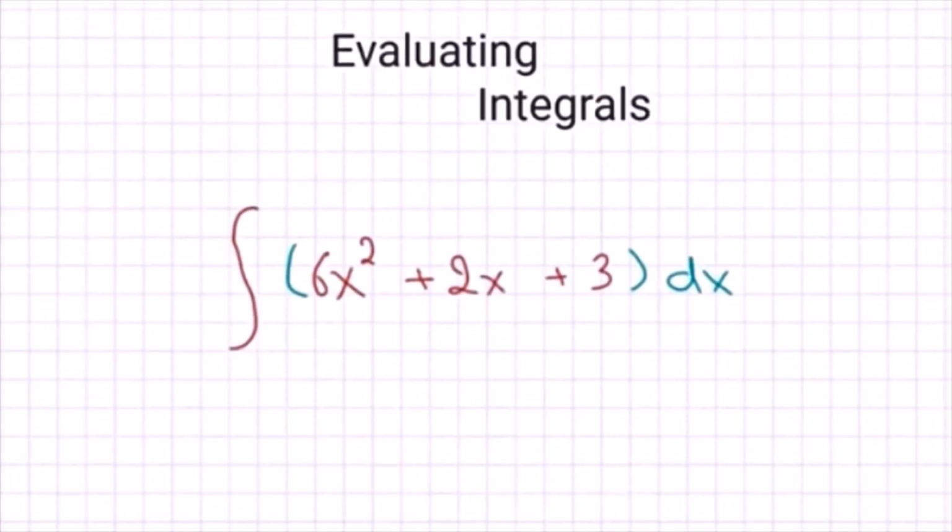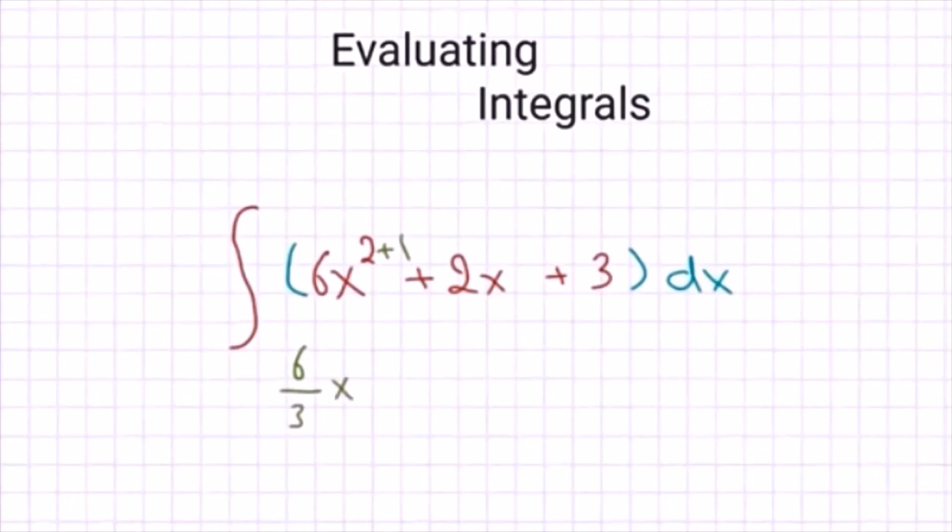We will solve the indefinite integral of 6x to the power of 2 plus 2x plus 3 dx. 2 plus 1 equals 3. So we're going to write down 6 over 3x to the power of 3. Here 2x doesn't show a power, so it's 1, and we're going to add 1, which equals 2. So we're going to write down 2 over 2x to the power of 2. 3 is constant, so it's going to be 3x plus c.